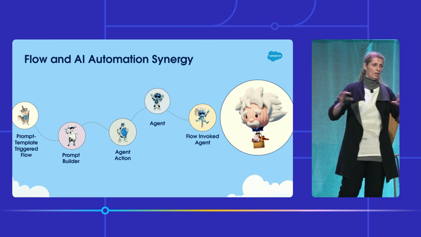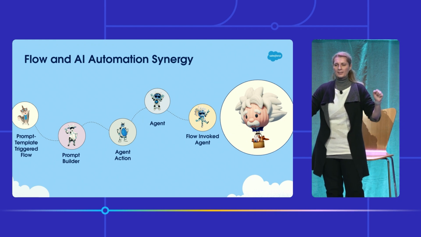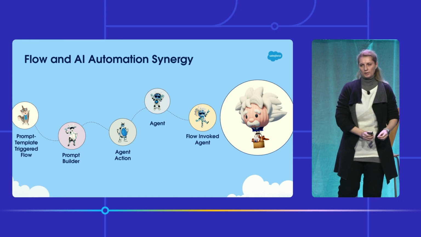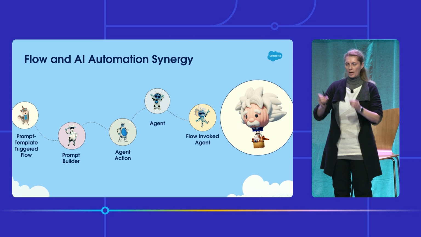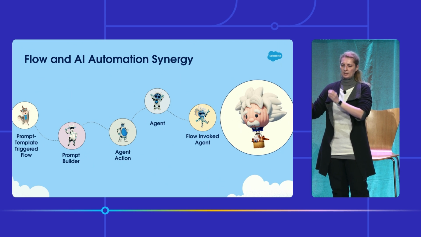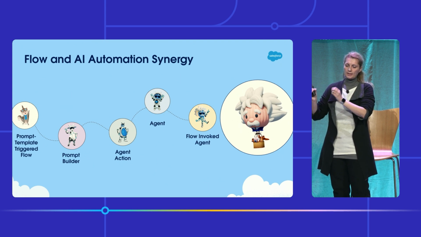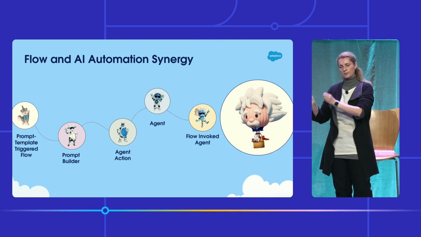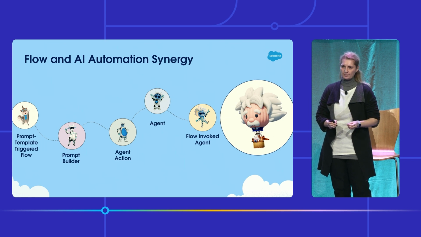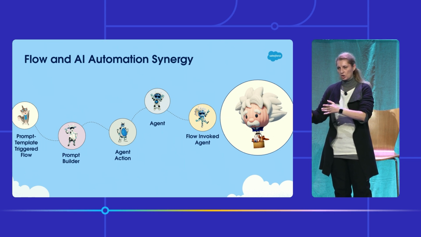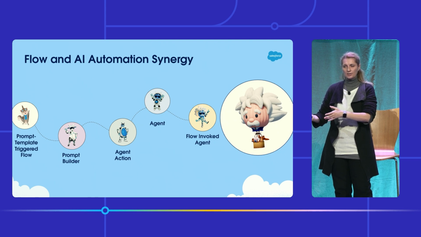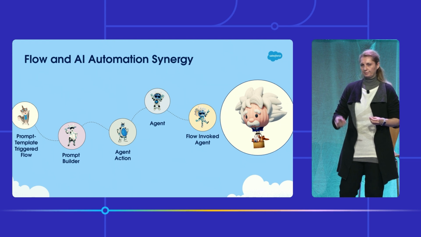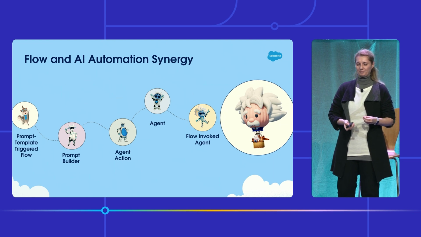So I shared a lot today, I know. But let's summarize what we've done. We built a template-driven prompt flow. We used that flow to ground information in real data in the prompt builder. We then used the prompt template builder and used flow to create agent actions. We activated the agent and talked to the agent, and then we used that agent and invoked it from the record-trigger flow. Sounds like magic, right?